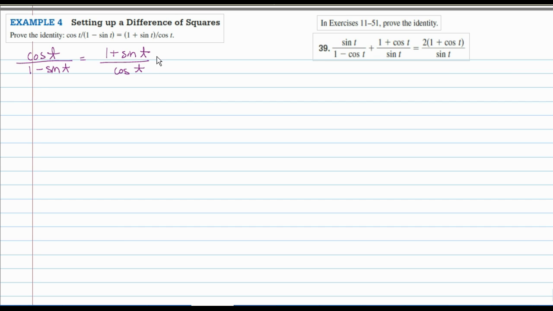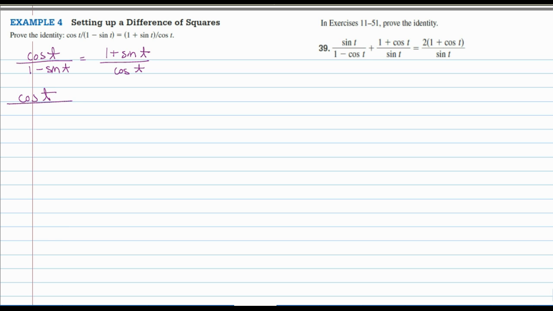If you were going to do the right, you would create a difference of squares in the numerator. I'm going to work with the left and create a difference of squares in the denominator. So I'm going to create this difference of squares. I see cosine of t, I see 1 minus sine of t, but there's nothing I can do with that. 1 minus sine of t is not cosine of t. 1 minus sine squared of t is cosine squared of t, but we don't have a 1 minus sine squared, so I need to create that.